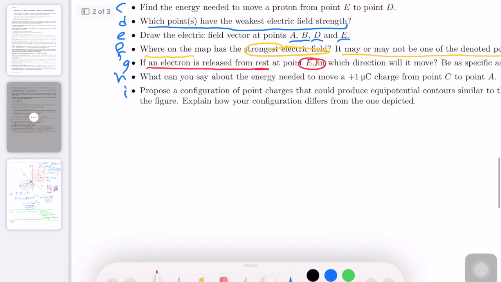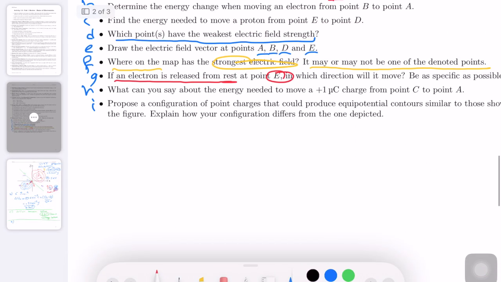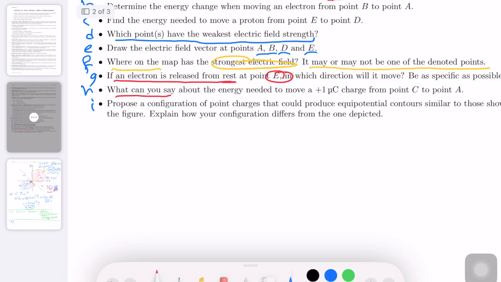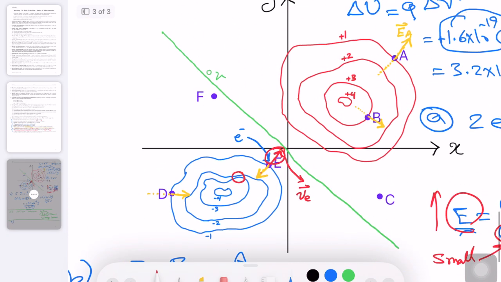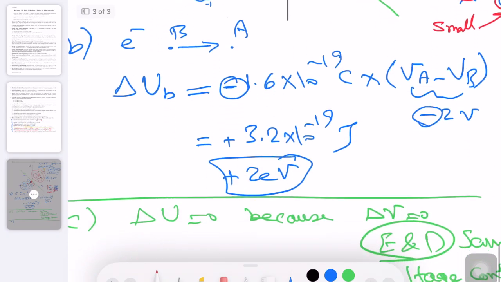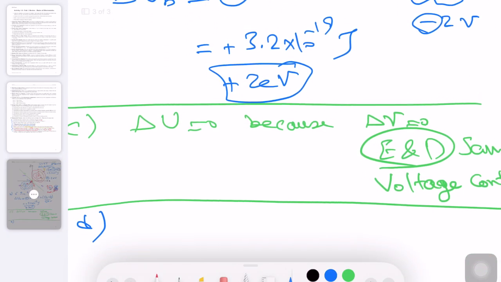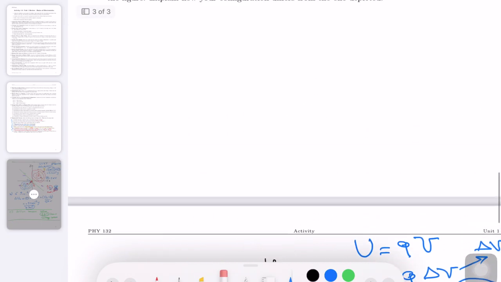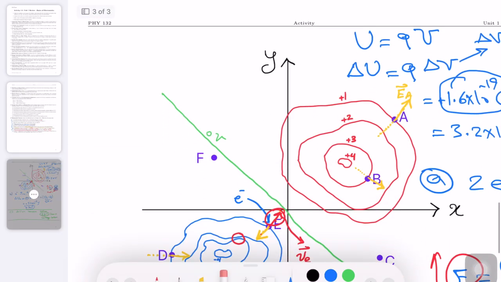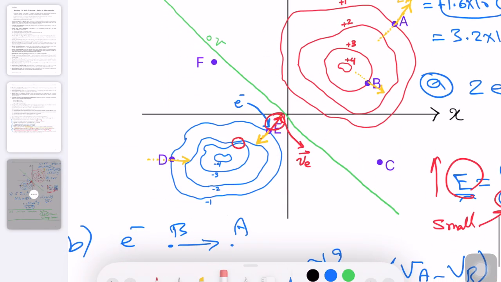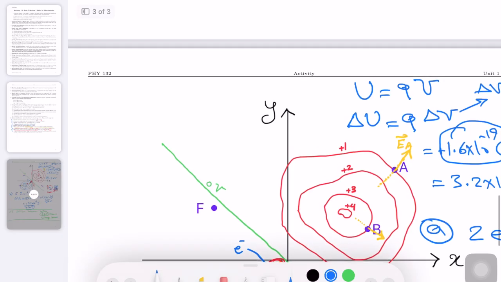Okay, now let's do part H. What can you say about the energy needed to move a +1 microcoulomb from point C to point A? C to A. So now we're trying to solve part H. For part H, we know that the change in energy is Q delta V.